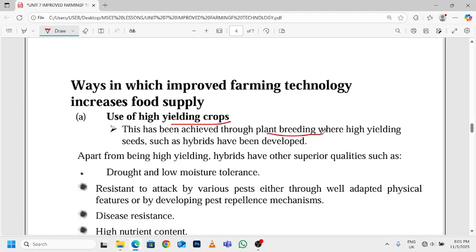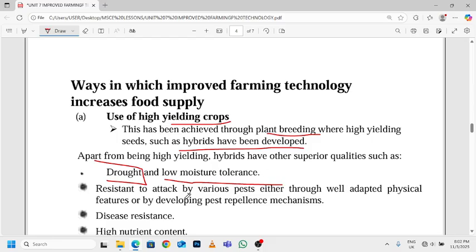I think we all know what breeding is, like cross breeding. You take this crop and that crop and cross them to produce a hybrid, a developed one. Apart from being high yielding hybrids, you have also other superior qualities. When you want to cross breed two or three different crops, what factors do you consider? You may consider drought and low moisture tolerance. Mix the crops that are resistant to drought, so that if the rain is delayed the crops survive and are not destroyed.